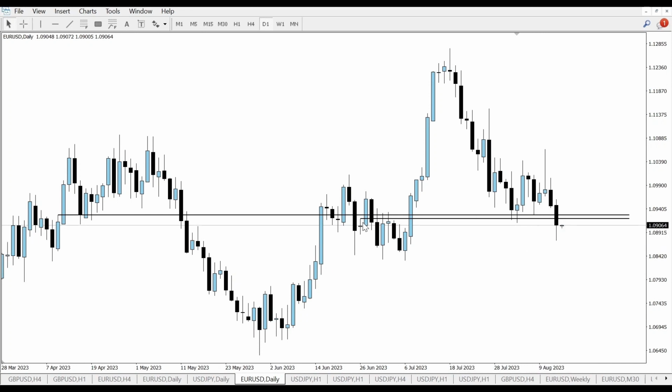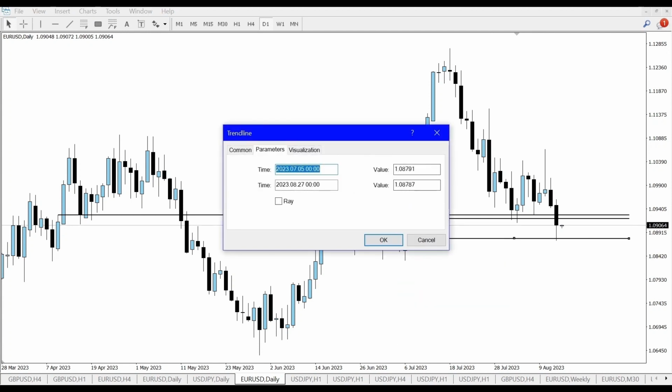So I will use the order block open as my key level 1. So order block open, which is key level 1, and it's below market price. Let's make it a bearish order block.